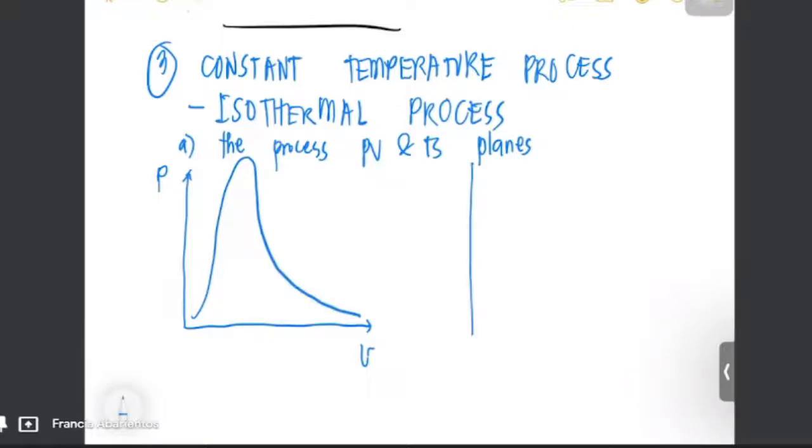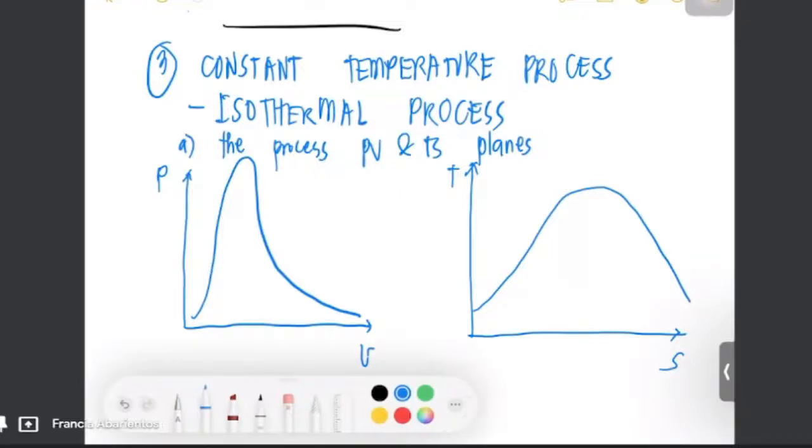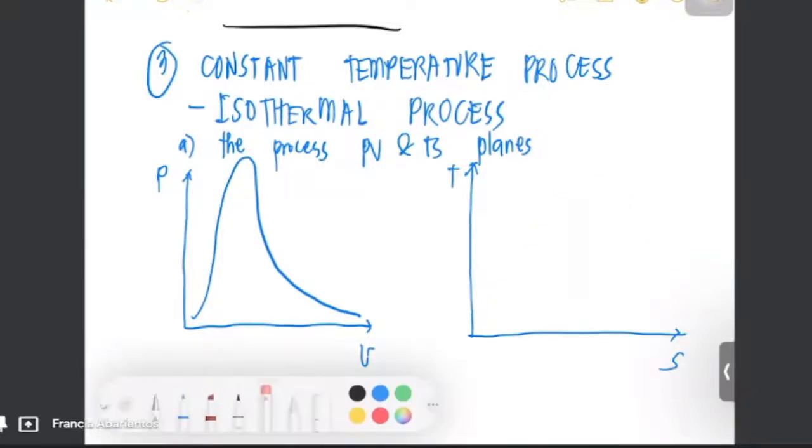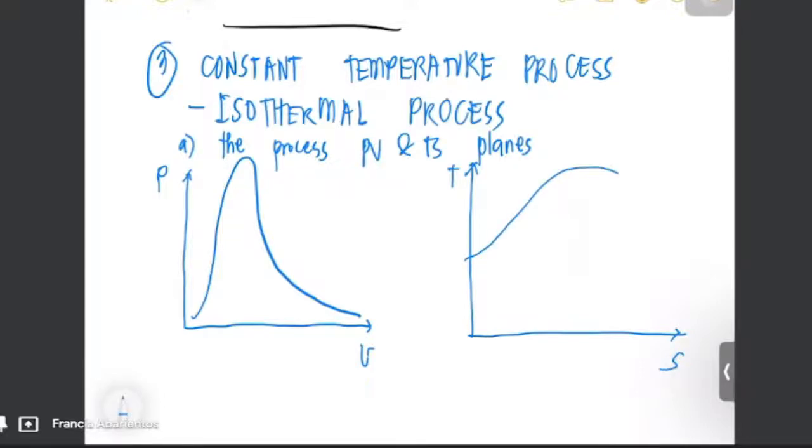And we also have the TS diagram. Okay. Take note on the PV, the bottom should be higher. Okay. On the PV, class, at constant temperature, what is given to us is the red one.